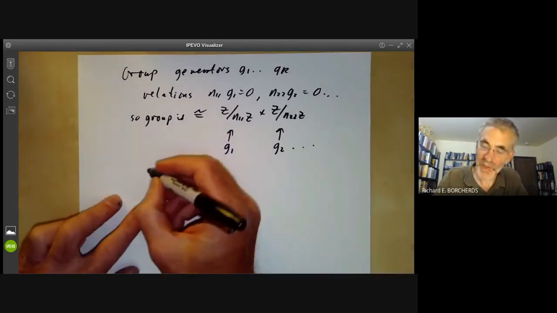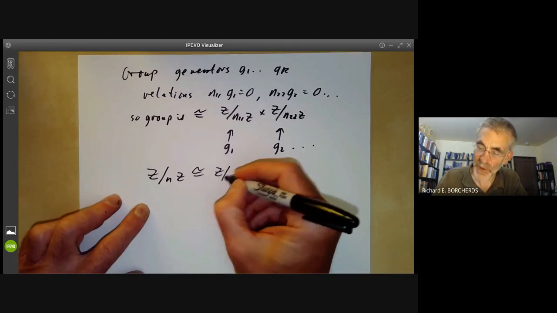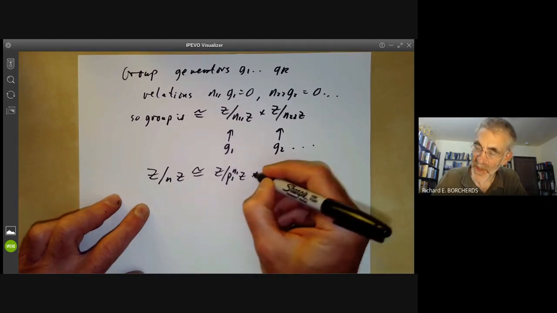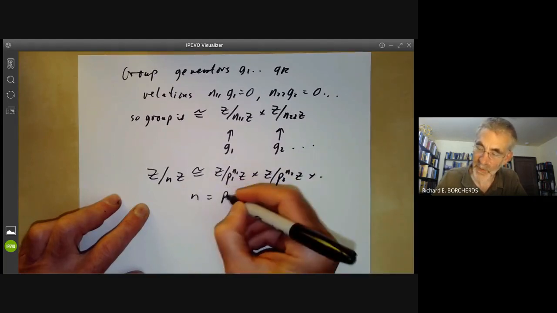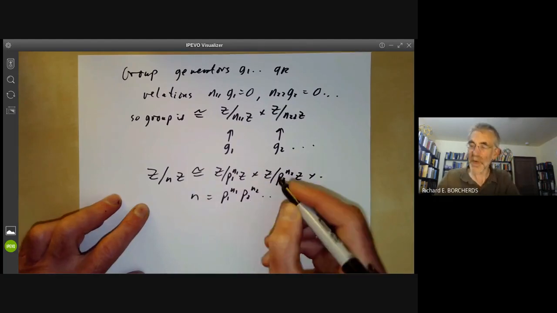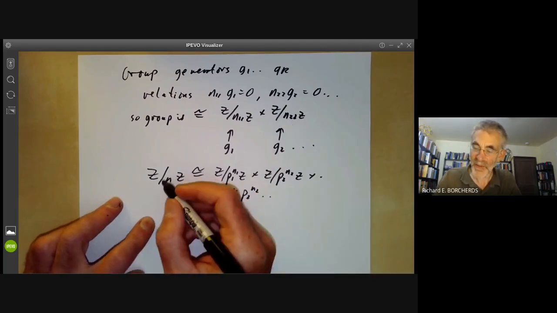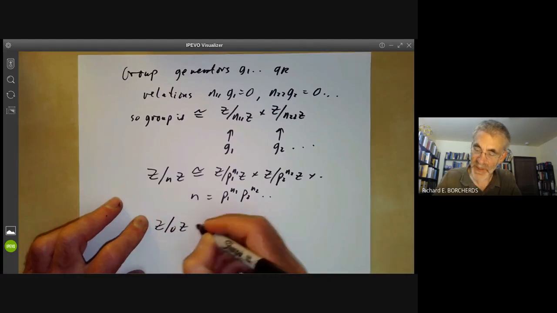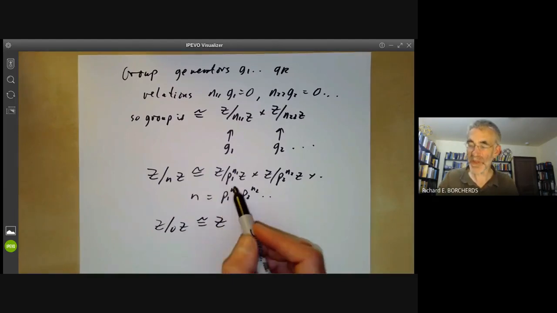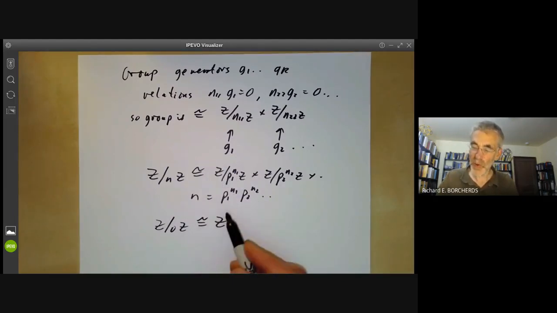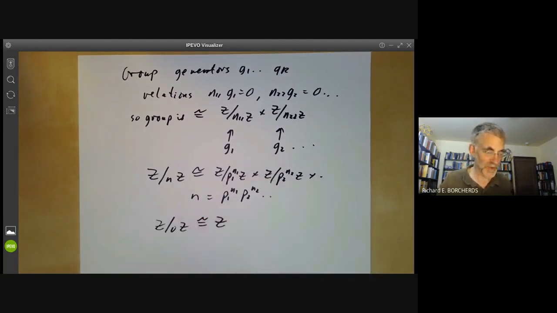And now we can just finish up by replacing Z over nZ, which is isomorphic to Z over p1 to the n1 Z times Z over p2 to the n2 Z, and so on, where n is equal to p1 to the n1, p2 to the n2, and so on. So we can assume that all these groups are cyclic of prime power order, except that n might be 0, so Z over 0Z is just isomorphic to Z. So any finitely generated abelian group can be written as a product of cyclic groups of prime power order, and copies of Z. And of course, if the group is finite, we don't get this case, and we just get groups of prime power order.